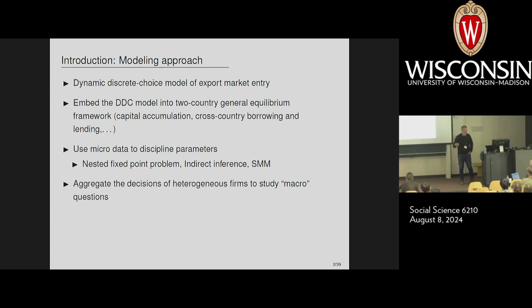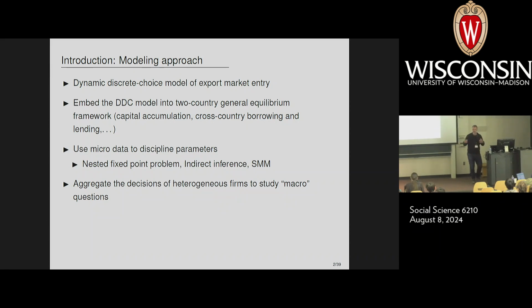The modeling approach is going to be, at the firm level, a dynamic, discrete entry choice model. I'm a firm. I face some sunk costs of entering. So I've got a forward-looking decision problem I'm solving. There's uncertainty, maybe idiosyncratic, maybe aggregate. Those are the kinds of models you learned a lot about on the first day of this.